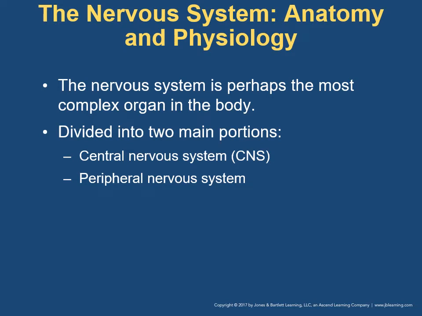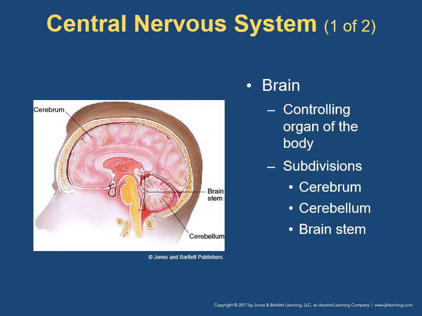This is the nervous system. Alright, A&P, the nervous system is perhaps the most complex organ system in the body. It is divided into two main portions: the central nervous system and the peripheral nervous system. The central nervous system, or the CNS, contains the brain and spinal cord. The brain is the controlling organ of the body. It has major subdivisions of the cerebrum, cerebellum, and the brainstem.